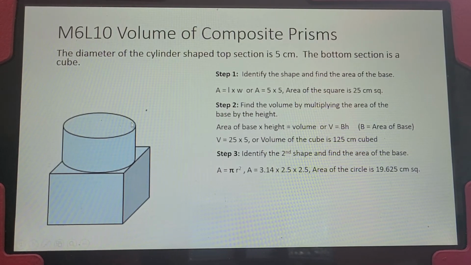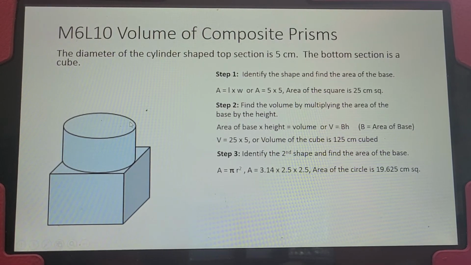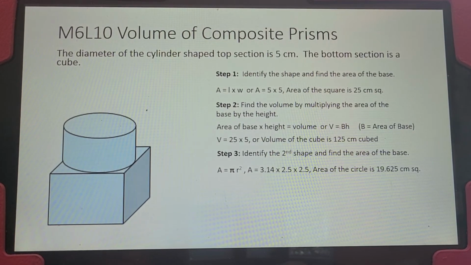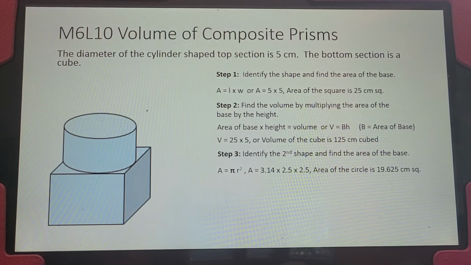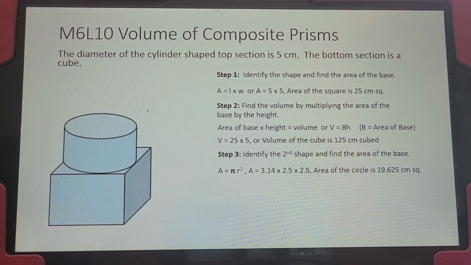Now this is very important to do. You cannot use the diameter here. You have to use the radius to get an accurate area of a circle. So half of 5 is 2.5. So you multiply those out and you get the area of the circle is 19 and 625 thousandths centimeters squared.